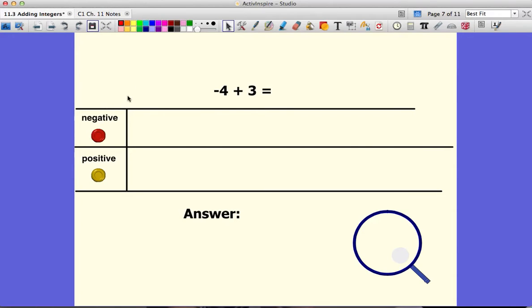Negative 4 plus 3. I want you to represent this in your notes and then come back and we'll go over the answer.